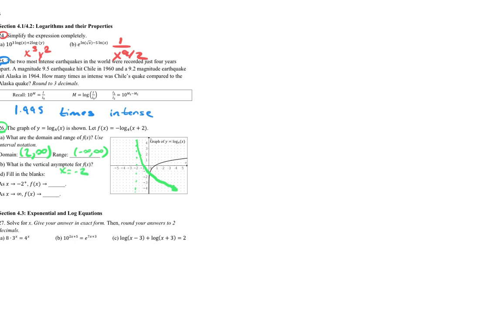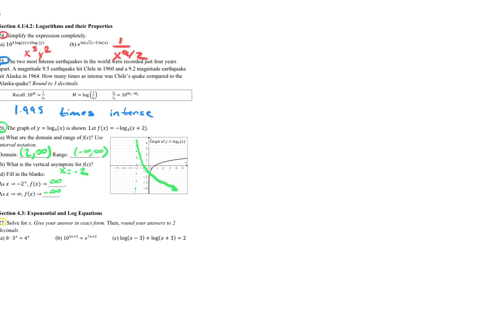And then fill in the blanks. As x approaches -2 from the right, that's what that little plus here means, is from the right, f of x approaches, so that's like saying that we're going here and we're going up like that. We see that we're going to go towards infinity. And then as x goes towards infinity, what does f of x go to? f of x just points downwards off to -infinity.